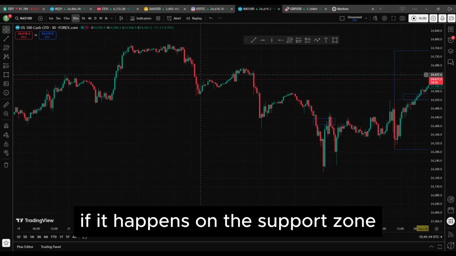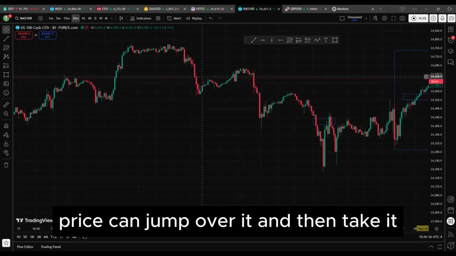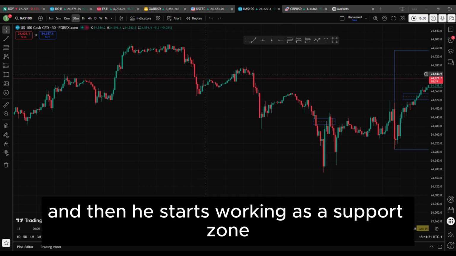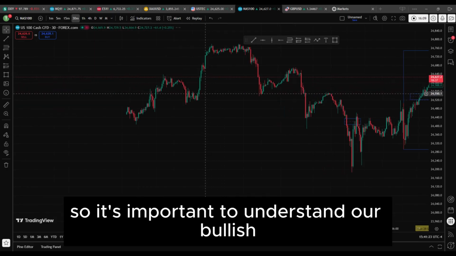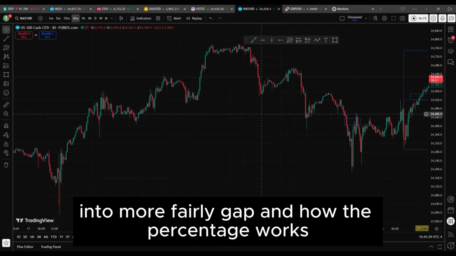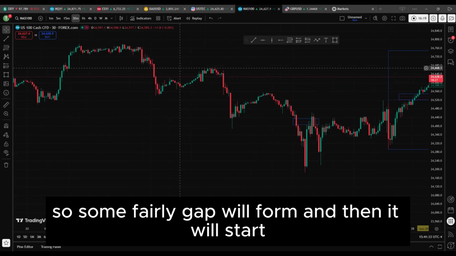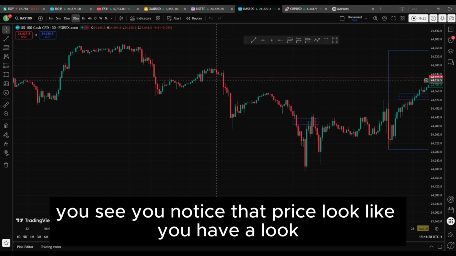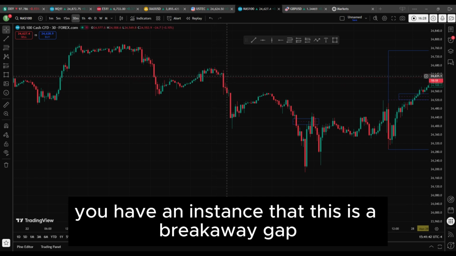If it happens on a support zone or a resistance zone, price can jump over it and then it starts working as a support zone. So it's important to understand our bearish and bullish fair value gaps. We'll be going into more details on a later day, into more fair value gaps and how the percentage works. Because some fair value gaps will form and then it will start. You see, this is the price. Okay, like we have an instance where there's a breakaway gap.